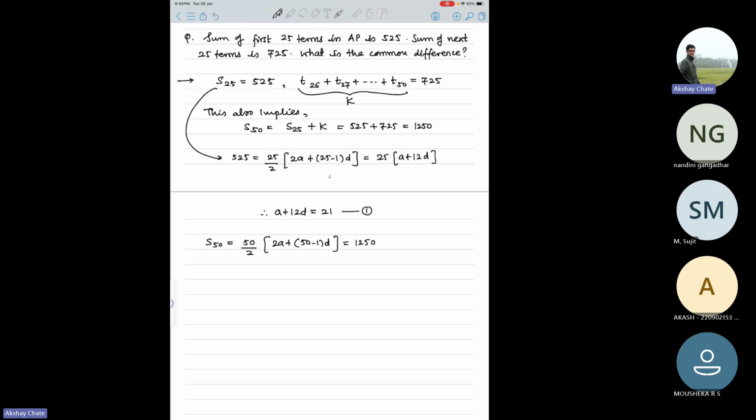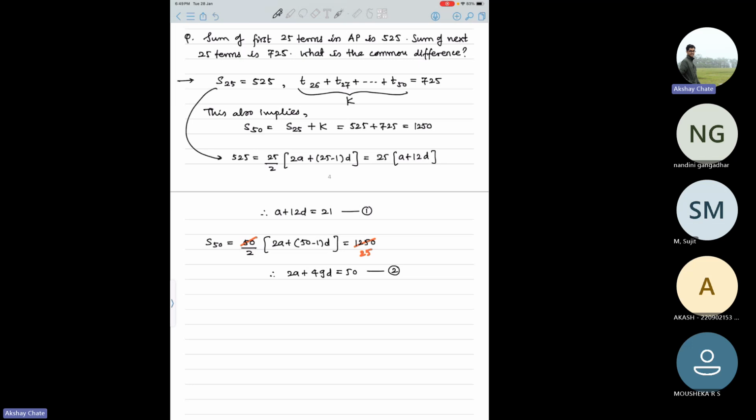Okay, so here unfortunately that 50 minus 1 term becomes 49, so you can't take 2 common from the inner bracket. Doesn't matter, you can just divide by 50 on both the sides. If you divide these two, what do you get? You get 25, right? Then you multiply by 2, so you get 50. So the other equation that you have is 2a plus 49d is 50.